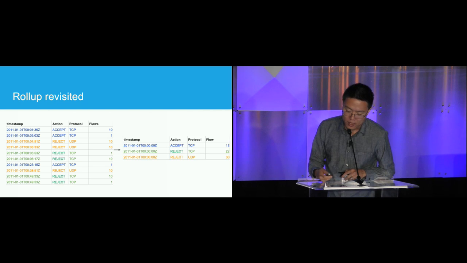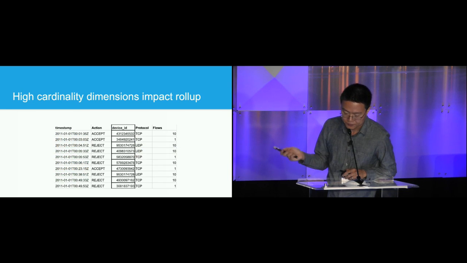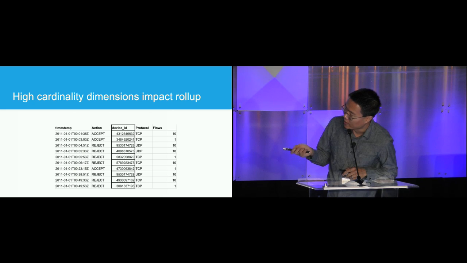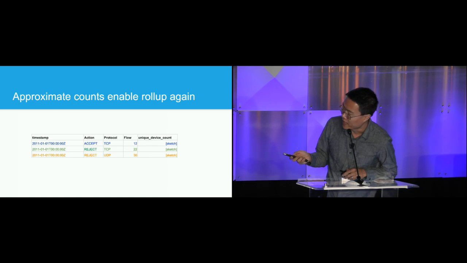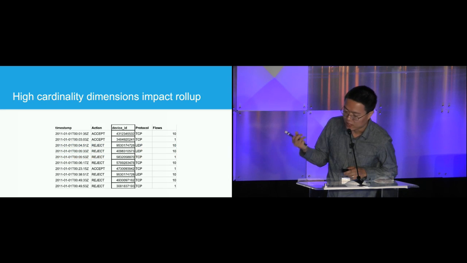And just to give you an example here, this is how Druid does rollup. I talked about this a few slides ago. If we were to enrich this basic flow data with a device ID, so maybe we want to understand all the devices running our network, and we have a lot of unique devices, this basically prevents our ability to roll up the data and really get those storage and performance benefits.